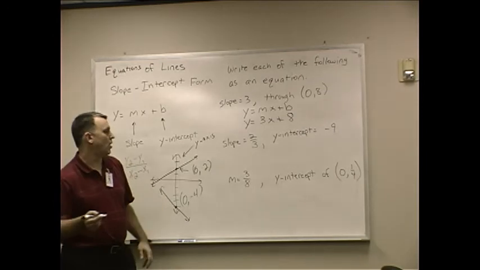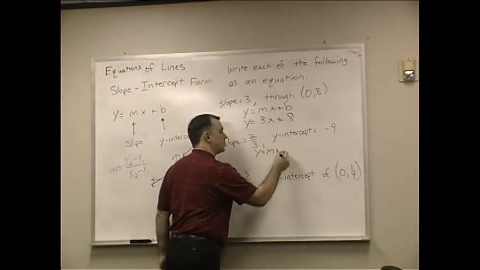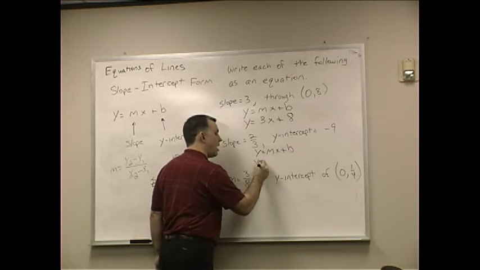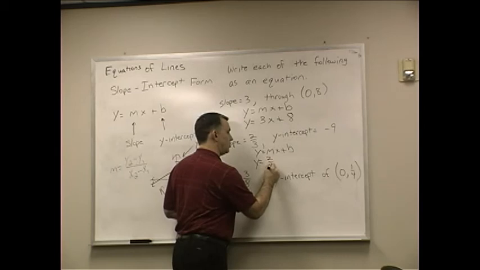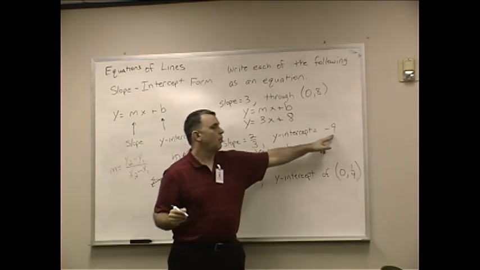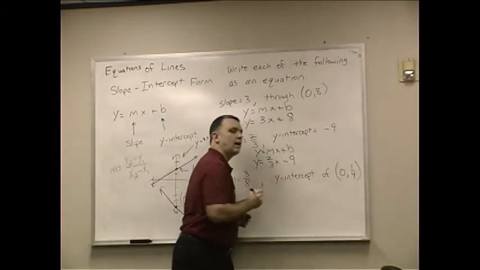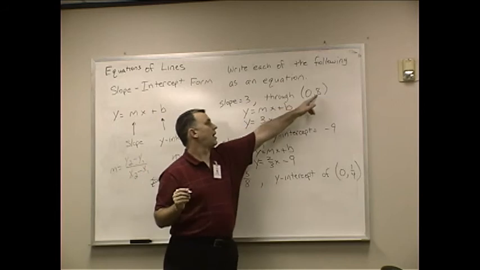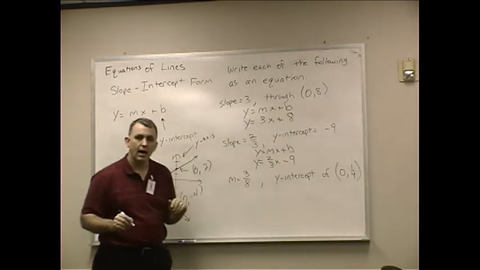Let's look at the second one. So y equals mx plus b. The slope is 2/3, so I'm going to write 2/3 x in there. Plus b, my y-intercept is -9. So I'm going to write -9. Here it was positive, so I wrote plus. When it's negative, you write a minus.